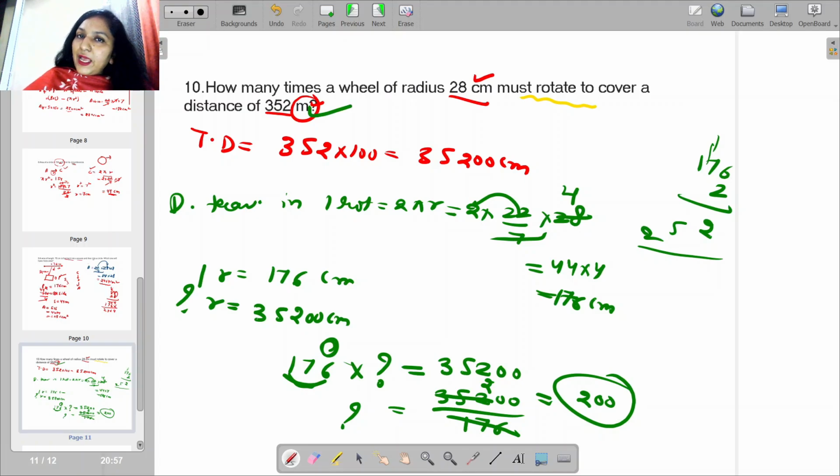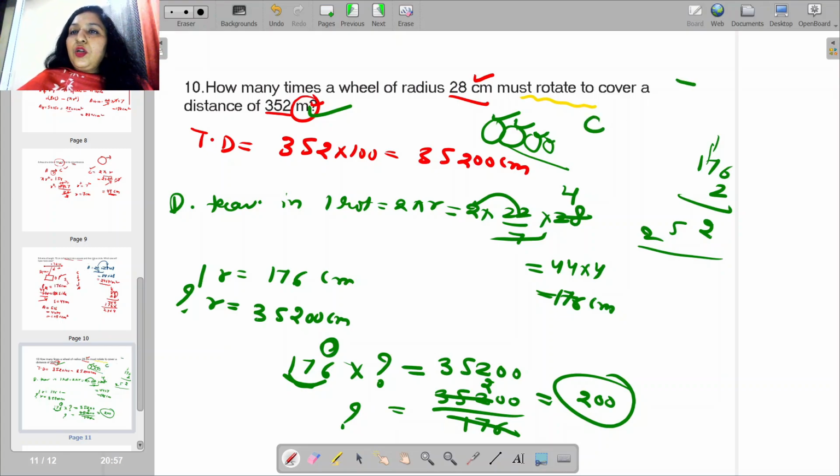What is the logic behind it? सबसे पहले ऐसे क्वेश्चन में आपको ये समझ आना चाहिए, जब ये व्हील घूमेगा ग्राउंड में, the circumference of the wheel is in touch with the ground. So find the circumference, then total distance divided by the circumference is equal to the number of rotations required. Okay, that is the only logic.